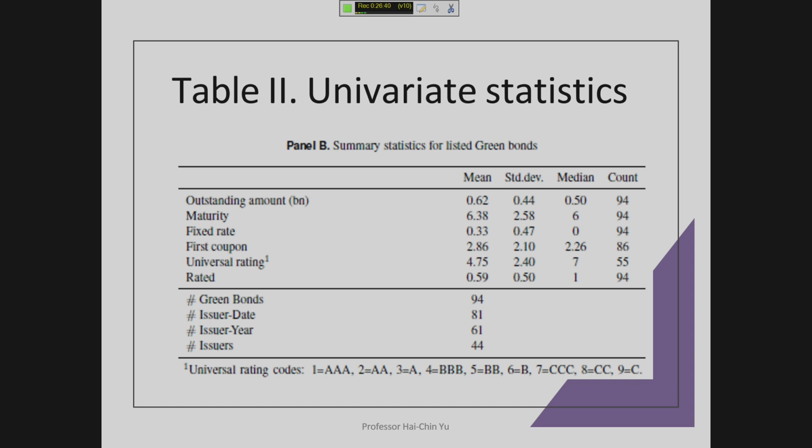Okay, so the rating is much lower because a larger number means a lower rating. So green bond issuance usually may not have a very good rating. Not like TSMC. TSMC is AA, AAA. But other than TSMC, most of the green bond issuers have a lower rating. It's a 4.75. It's during like triple B to double B during this period, right?